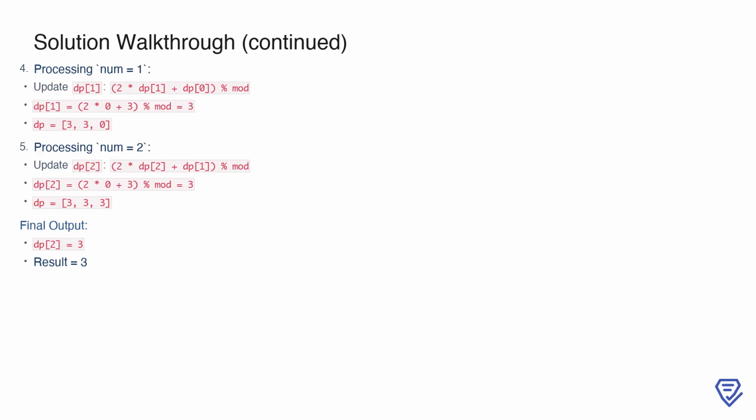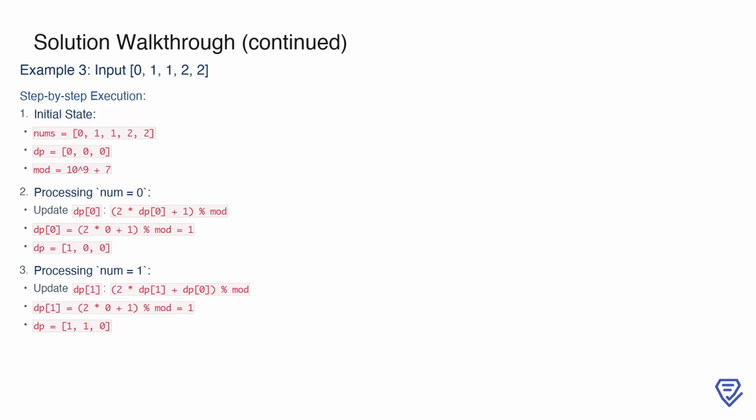Finally, for the number 2, we calculate 2 * dp[2] + dp[1] % mod. Since dp[1] is 3 and dp[2] is 0, we get a result of 3, which updates dp[2] to 3. The final dp array is [3, 3, 3], and the result for this example is 3.